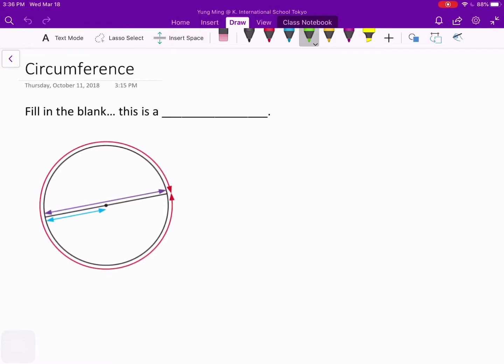Now first of all, I hope we all agree that this is a circle. And the shorter one, that spans half of the circle, we call that radius. And then the longer one, that's twice the radius, we call that diameter. The longest one, which surrounds the entire circle, we call the circumference. And that's what we're going to focus on today.